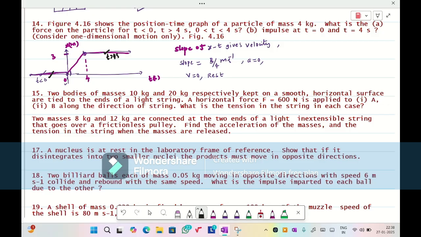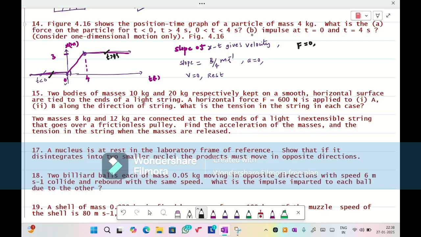And 0 to 4 seconds, velocity is constant here, right? This x by t slope is constant. Therefore, there also force is 0. In all three cases, force is equal to 0 because acceleration is 0 and v is equal to 0, or at rest, in both the cases.